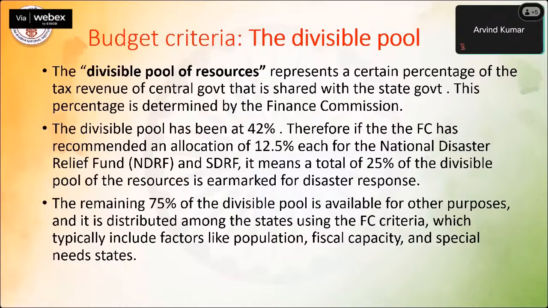And the remaining 75% of the divisible pool, so 25% is marked for the National Disaster Relief Fund and State Relief Fund. The 75% is available for other purposes and is distributed among the states using the Finance Commission criteria, which typically include population, fiscal capacity, special need states, and additional factors.